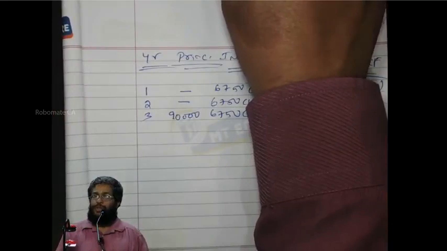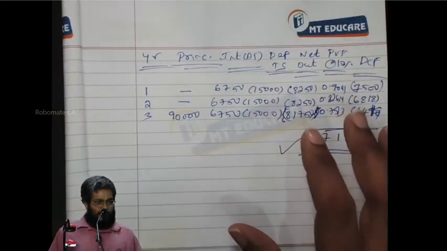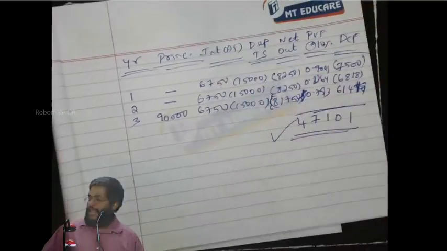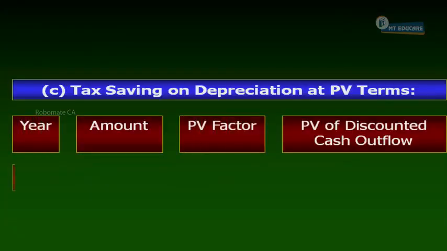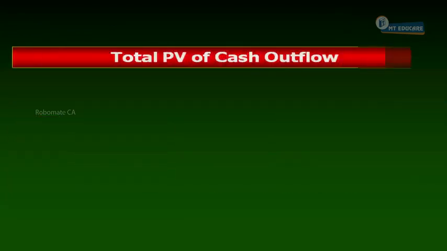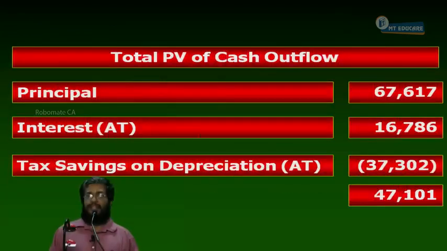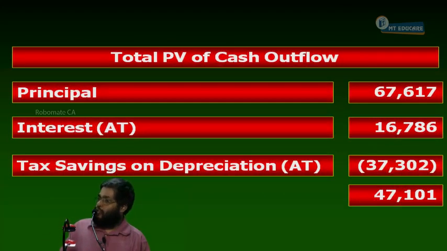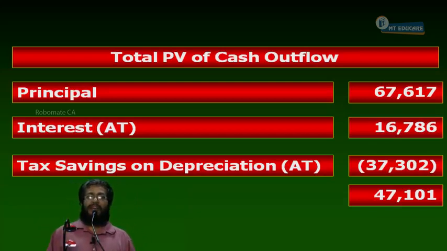47,101. Now, out of the three, which is having the lowest outflow? Lease. Write down: lease option should be selected since it results in lowest cash outflow.